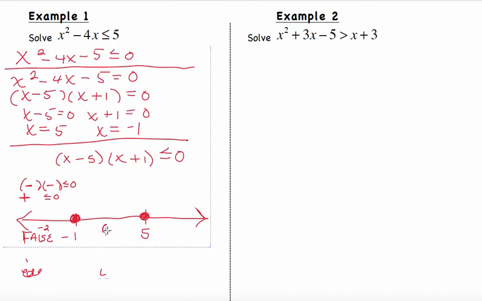Okay. Here we go. All right, so then we're going to substitute a 0 in for each factor. I get a negative 5 and a positive 1, and a negative times a positive is a negative number. Is a negative number less than or equal to 0? Absolutely. So this next section is true, and this is part of my solution set.